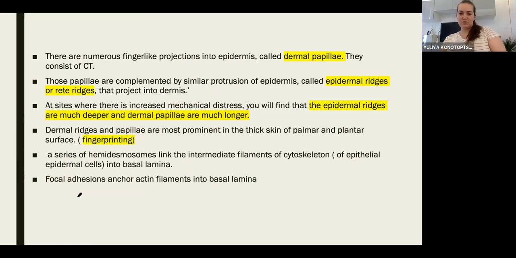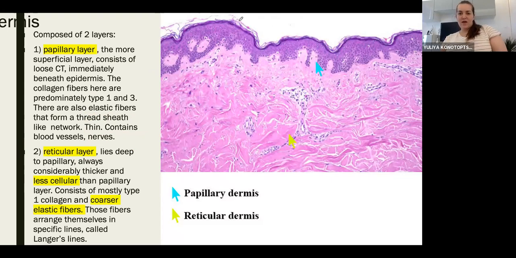Okay, I will describe this on the slide. Here we have our epidermis. This is the dermis, which is beneath. Dermis has two layers. The first layer is called papillary. The second is called reticular layer. Within the papillary layer, we have two collagens. We have collagen type 1 and collagen type 3. Another name for collagen type 3 is the reticular collagen.